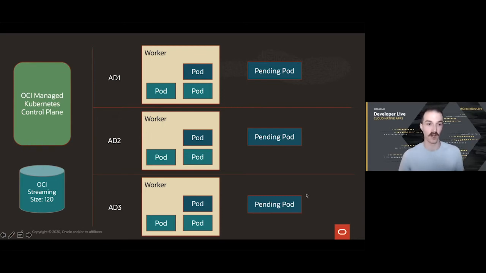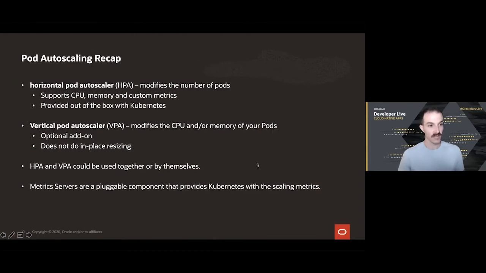That's the next step on your journey for autoscaling on cloud native. So to recap, there's 2 types of autoscaling for pods. You've got horizontal, which supports CPU, memory, and custom metrics, and is provided out of the box. You have vertical, which modifies the CPU and memory of your pods. It's an optional add-on, and it does not support in-place resizing, so pods get recreated as they need to be scaled. HPA and VPA could be used together or by themselves. It's really up to your choice. Some applications that you deploy may just use the HPA, they may just use VPA, and other ones could use neither. You have complete flexibility based on your autoscaling rules to pick and choose.